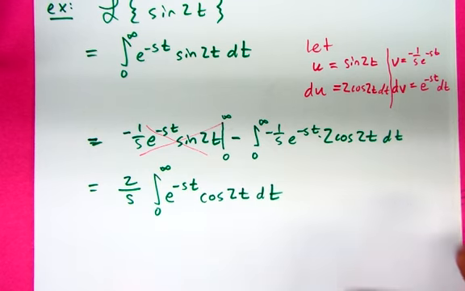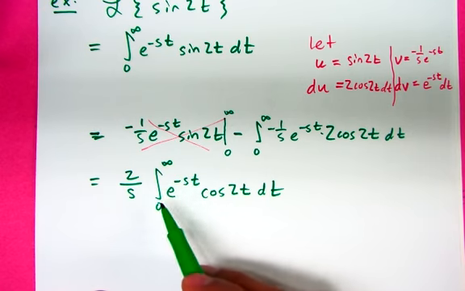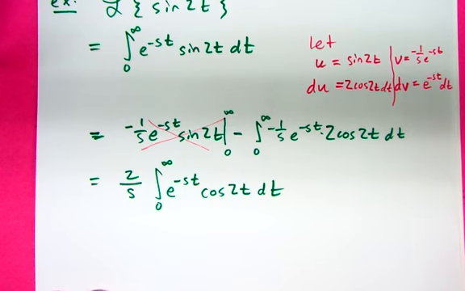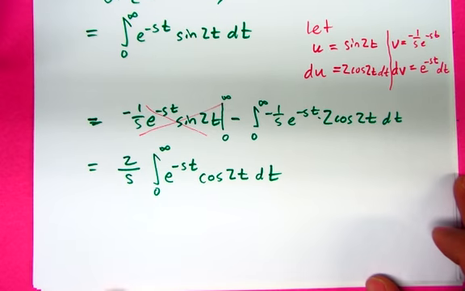Okay. So after we clean up what we have here, we get positive 2 over s times the integral of e to the minus st cosine 2t. And now we have to integrate by parts again.